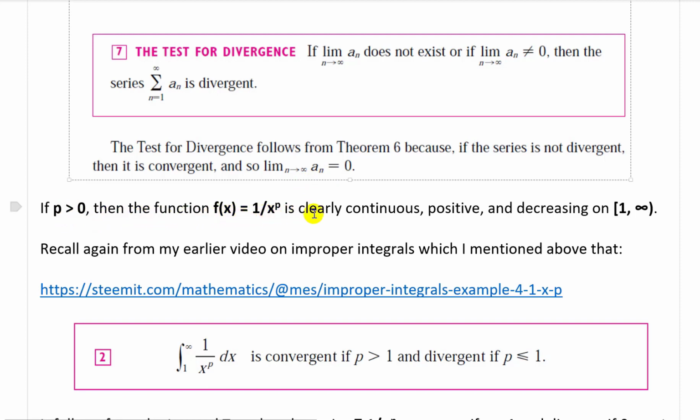So for our case, if p is greater than 0, then the function f of x equals 1 over x to the p is clearly continuous, and it's also positive. It's continuous because you can't get a 0 in the denominator. It's always positive because every number there is positive, and it's decreasing because as you increase the value of x, you're dividing by a bigger and bigger number, since p is positive. The bottom always gets bigger, so 1 divided by an increasing number means it's decreasing on the interval from 1 to infinity.